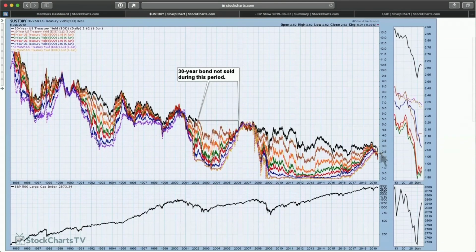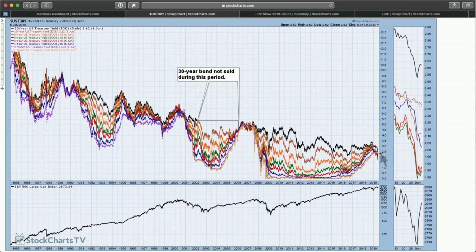Excellent. A lot of people have been talking about the inverted yield curve. I wanted to get this up because it gives people a picture. It makes sense. Otherwise, it's just fuzzy talk out there.